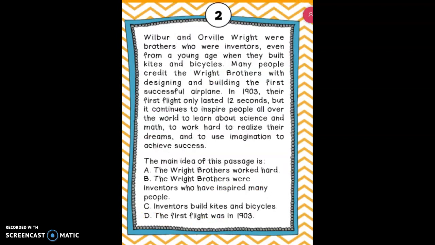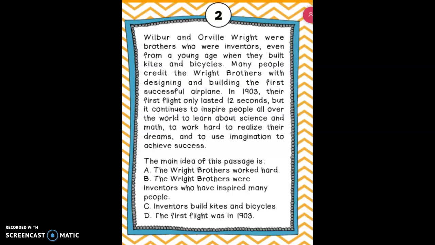All right, let's look at passage 2. This is a nonfiction passage. It says Wilbur and Orville Wright were brothers who were inventors, even from a young age when they built kites and bicycles. Many people credit the Wright brothers with designing and building the first successful airplane. In 1903, their first flight only lasted 12 seconds, but it continues to inspire people all over the world to learn about science and math, to work hard to realize their dreams, and to use imagination to achieve success.